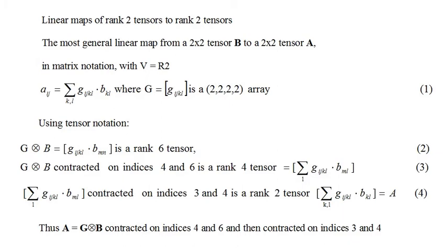Line 2 shows the rank 6 tensor product of the rank 4 tensor G and the rank 2 tensor B. Line 3 shows the rank 4 tensor formed by contracting the rank 6 tensor from line 2 on indices 4 and 6. Line 4 shows the rank 2 tensor formed by contracting the rank 4 tensor from line 3 on indices 3 and 4, which produces the rank 2 tensor A.